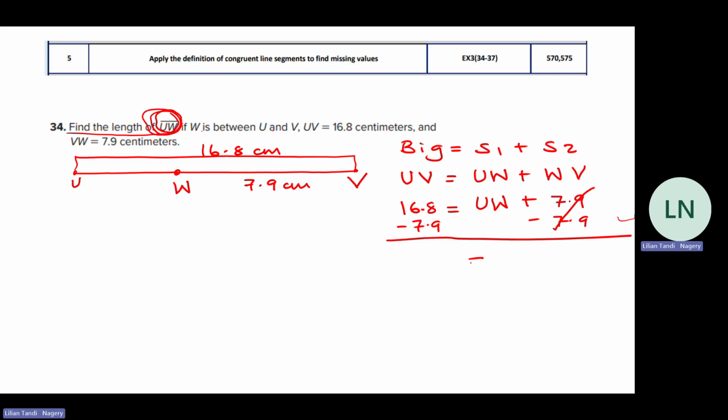This becomes 0. This becomes UW. 18 minus 9 is 9. Then I will have 15 minus 7, that should be 8. And that would be 8 and 9/10 centimeter. And I box my answer.